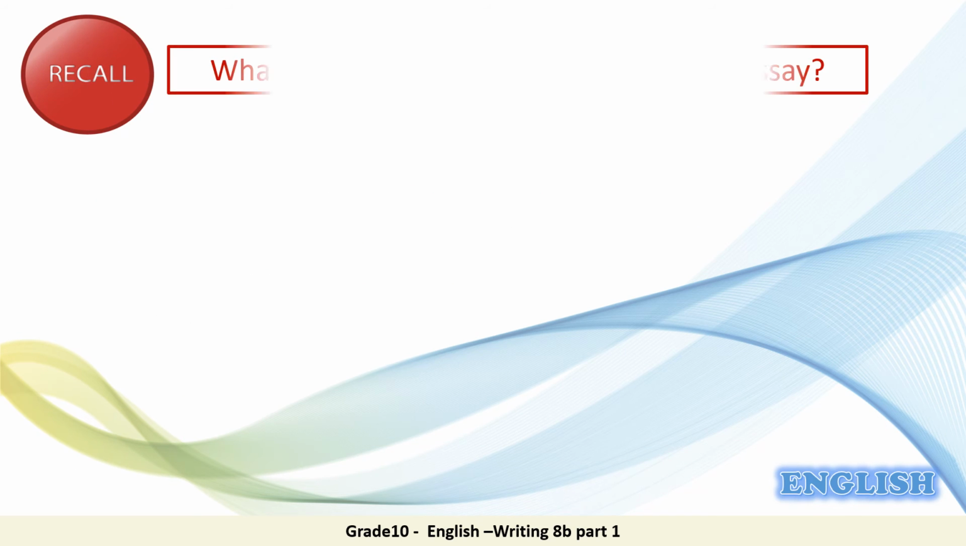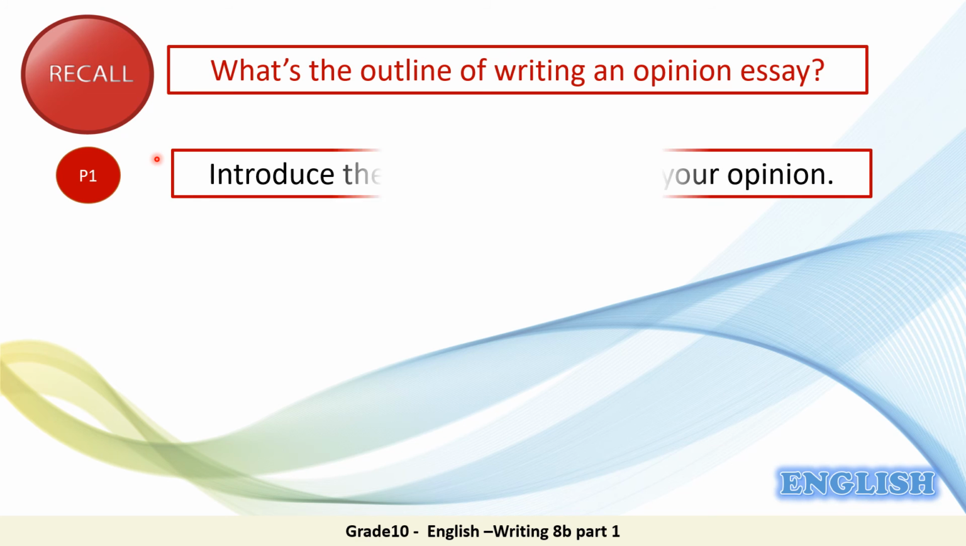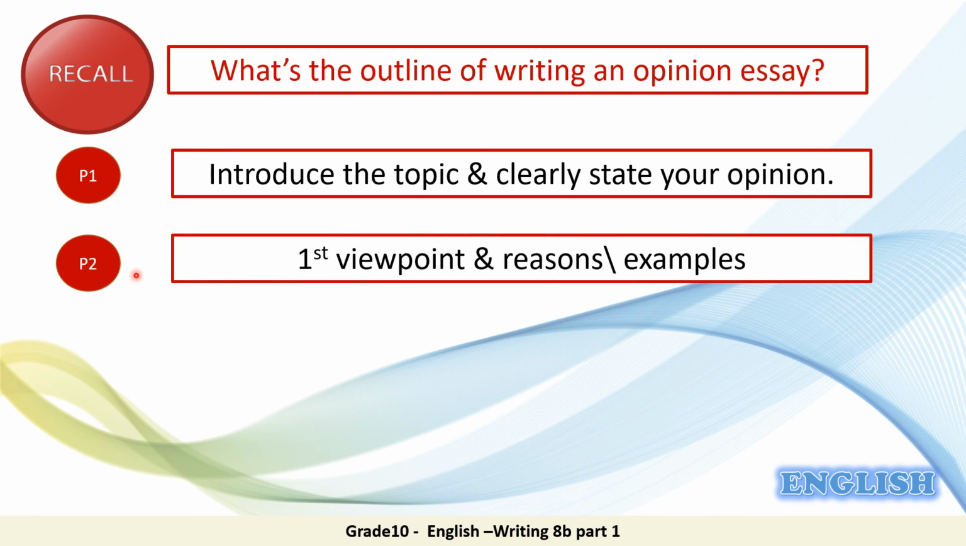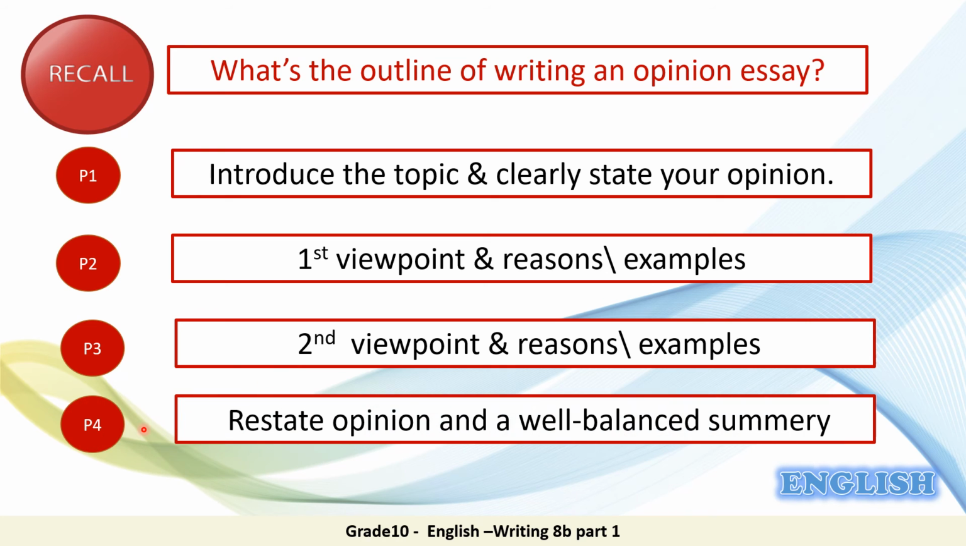Now let's recall together what is the outline of writing an opinion essay. For the first paragraph, we are going to introduce the topic and clearly state your opinion. In the second paragraph, we are going to give the first viewpoint and reasons or examples. The same for paragraph 3, we're going to give a second viewpoint and reasons or examples. And finally, paragraph 4, we are going to restate opinion and give a well-balanced summary.